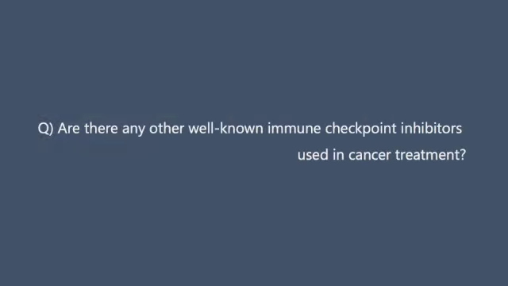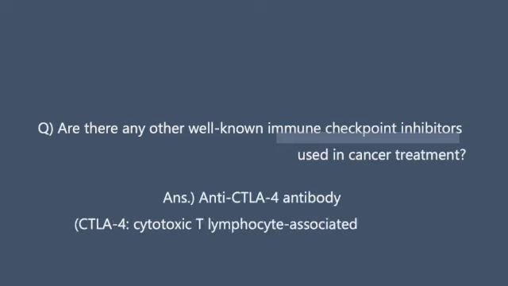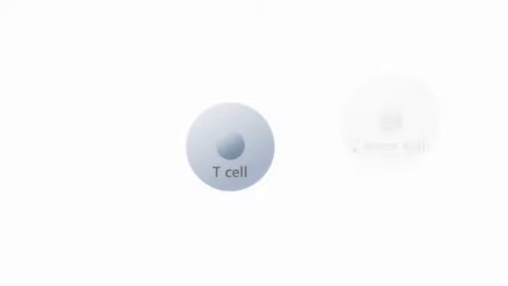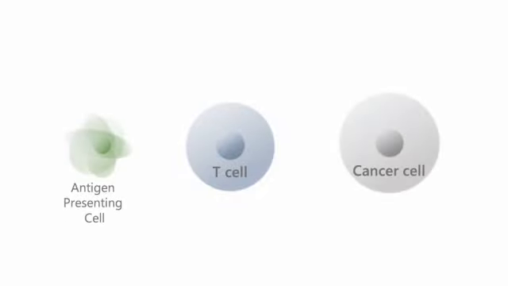Question: are there any other well-known immune checkpoint inhibitors used in cancer treatment? Other widely recognized anti-cancer medications, known as immune checkpoint inhibitors, are utilized to inhibit cytotoxic T lymphocyte-associated antigen 4. The characters in this context are T cells, cancer cells, and antigen-presenting cells.